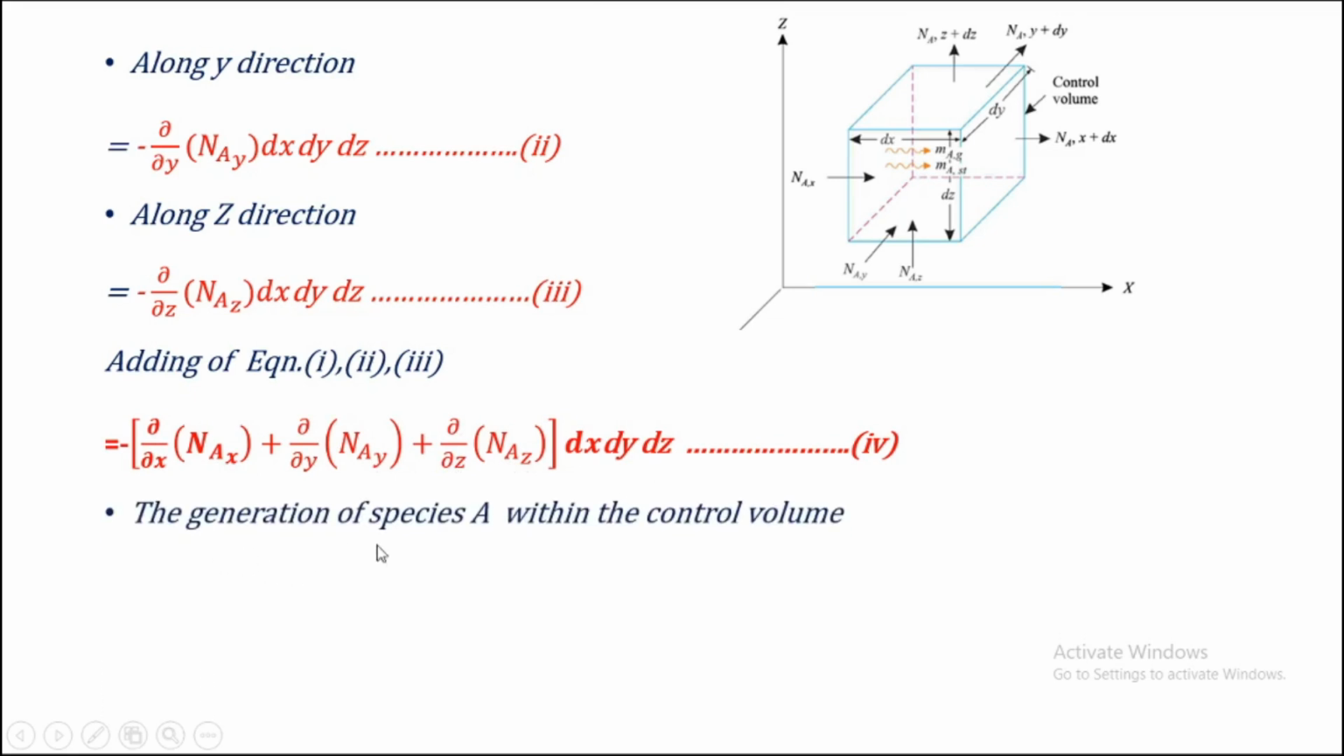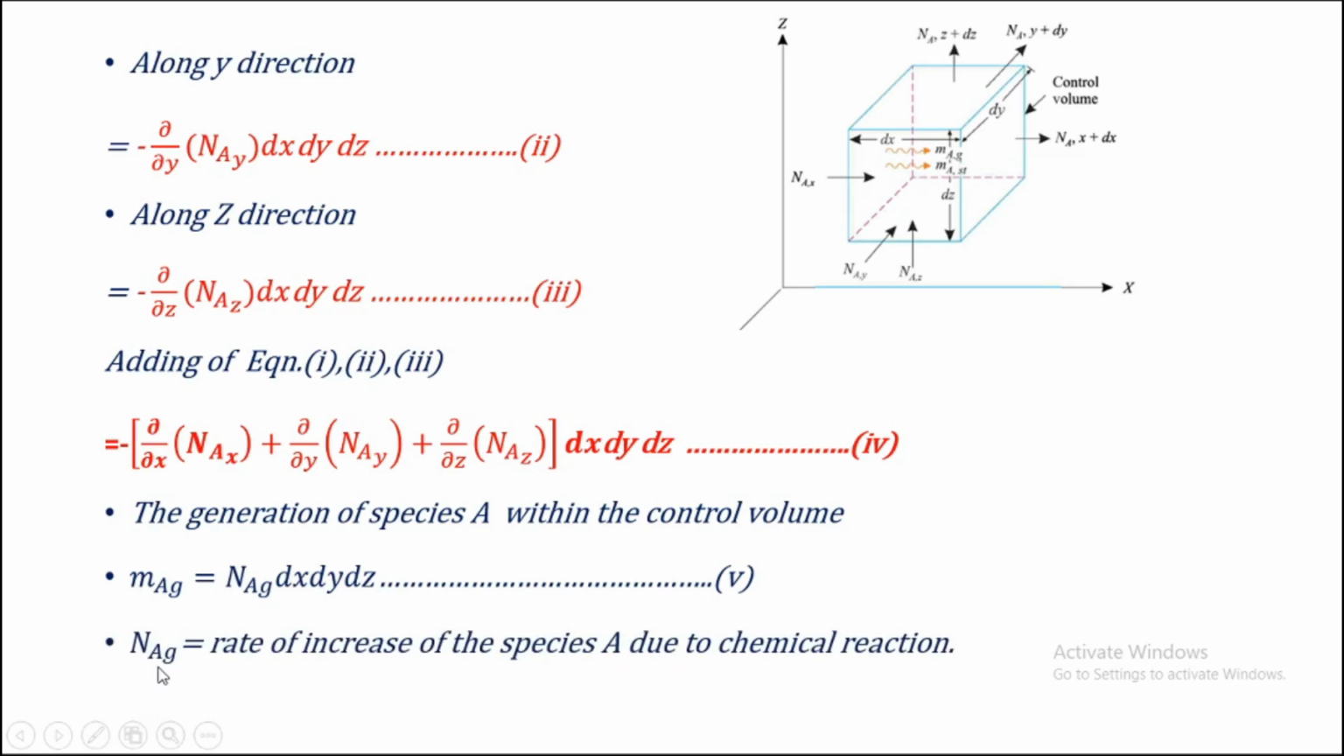Now the generation of species A within the control volume, that is due to some chemical reactions, the species A is internally generated. So to calculate that parameter, this formula is to be used, that is Mag is equal to Nag into dx into dy into dz. So this parameter will show the net species generated inside the element due to the chemical reaction. So the Nag is a term which represents the rate of increase of species A due to the chemical reaction.